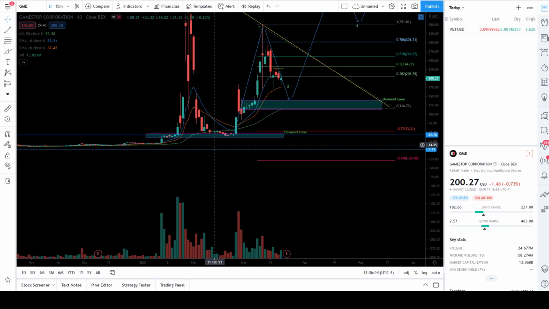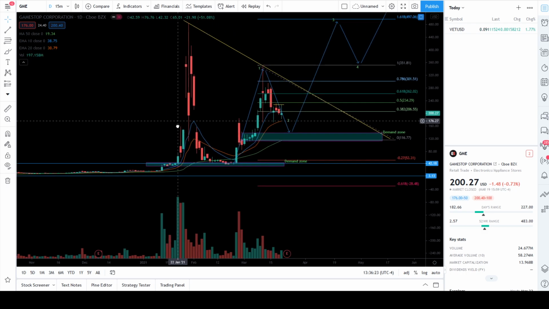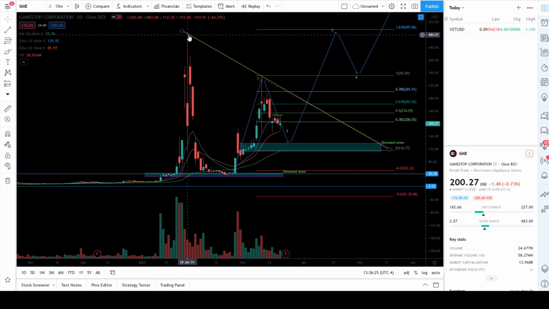So what is a demand zone? A demand zone is where you basically get a consolidation in this area, showing that there is an equal amount of buyers and equal amounts of sellers. So this is where demand builds up. And when you see a move out of this demand zone is when the price starts to skyrocket. So that's what we saw here originally on the big up move to 480.